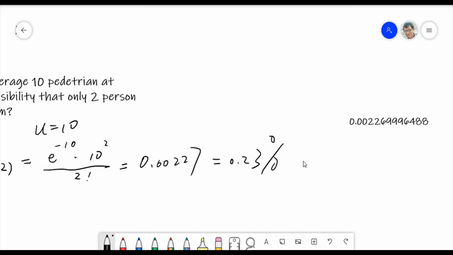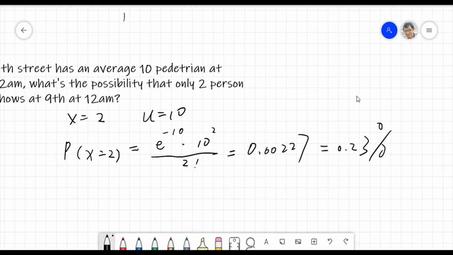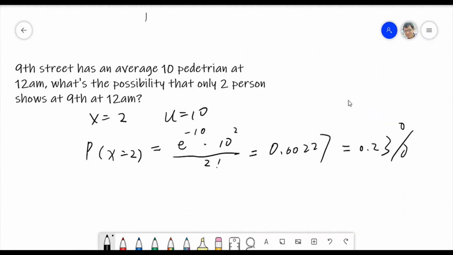If I make it a percentage, it's 0.23%. Very low, right? So the result shows that the chance of only 2 people showing up on Ninth Street at midnight might happen, but the chance is even less than 1%, right? So you think about how useful it is to use the Poisson distribution, if they meet the standard, of course, to calculate or predict the proportion or possibility that we want to know, right? Yeah, I think it's very useful.